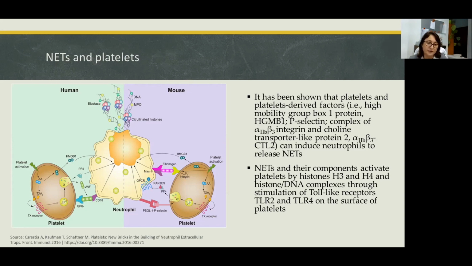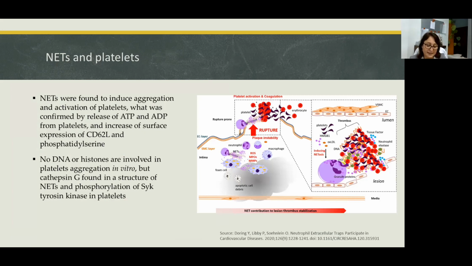Due to its sticky character, DNA from NETs becomes a scaffold for thrombus generation, and its negative charge causes activation and aggregation of platelets. The NETs' effect on aggregation and platelet activation was confirmed by release of ATP and ADP from platelets, an increase of surface expression of CD62 ligand, and phosphatidylserine in the presence of NET fibers. Interestingly, no DNA or histones are involved in platelet aggregation, but cathepsin G found in the structure of NETs and phosphorylation of tyrosine kinase in platelets.